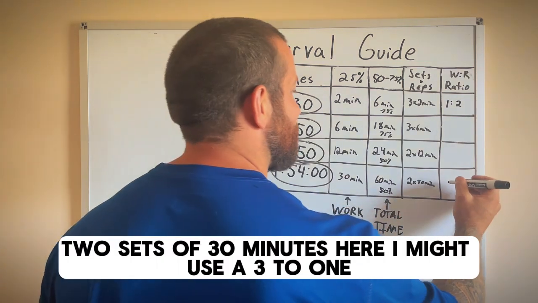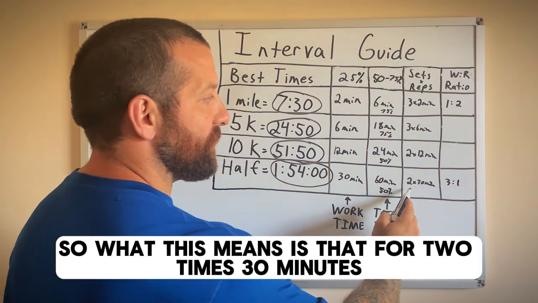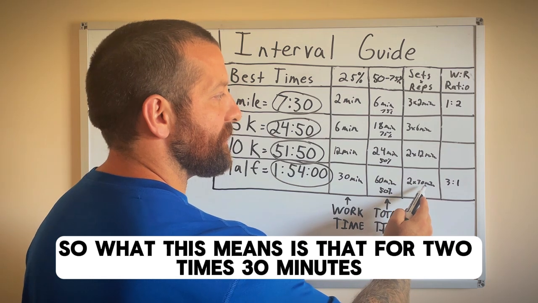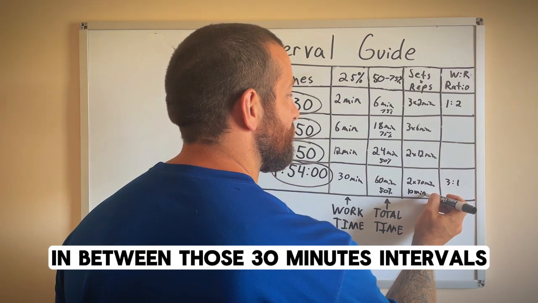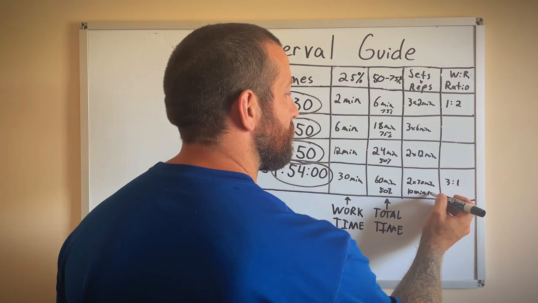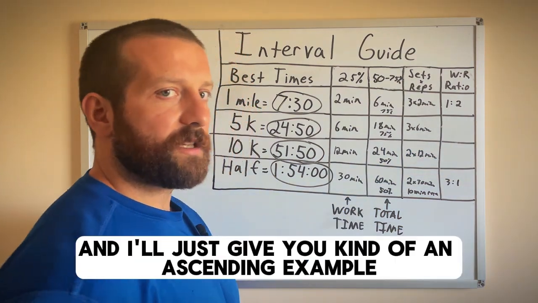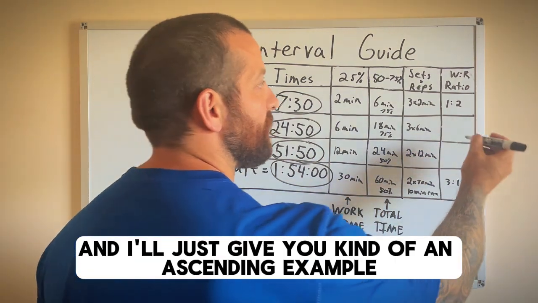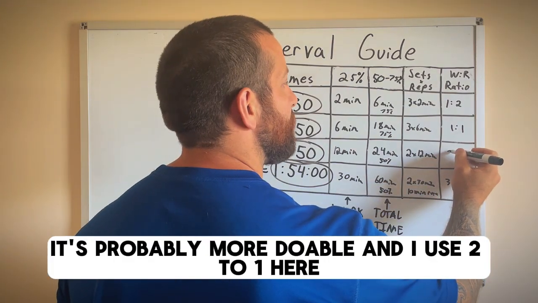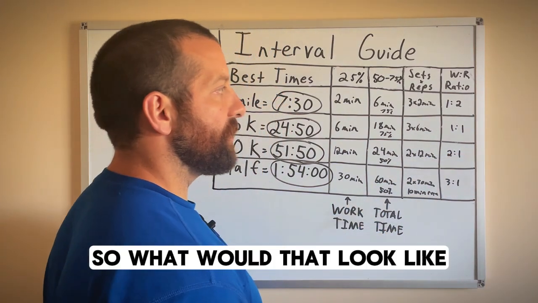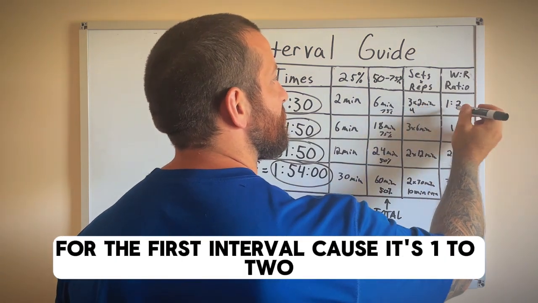Here, I might use a 3 to 1. So what this means is that for 2 times 30 minutes, I'm going to take 10 minutes rest in between those 30 minute intervals. Okay? And then I'm just going to fill in, and I'll give you kind of an ascending example. I'll use 1 to 1 here. It's probably more doable. And I'll use 2 to 1 here. So what would that look like? Then the rest would be 4 minutes here for the first interval because it's 1 to 2.